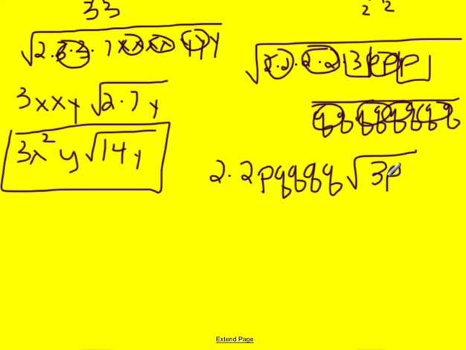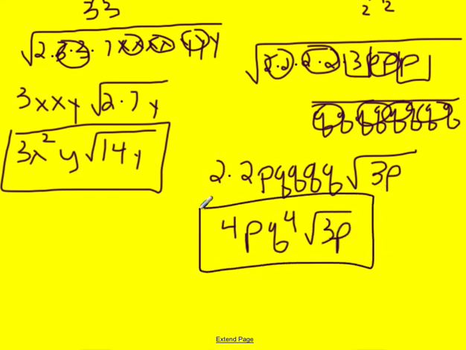So now we just need to multiply that out. 2 times 2 is 4. And then p. Q, when there's 4 q's, it's going to be q to the 4th times the square root of 3p.